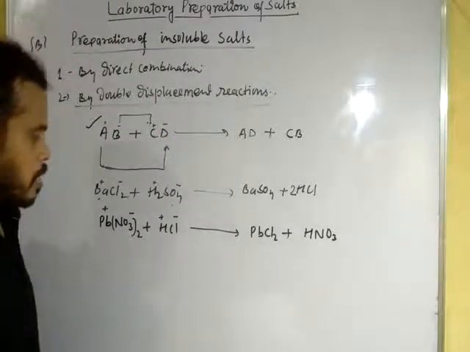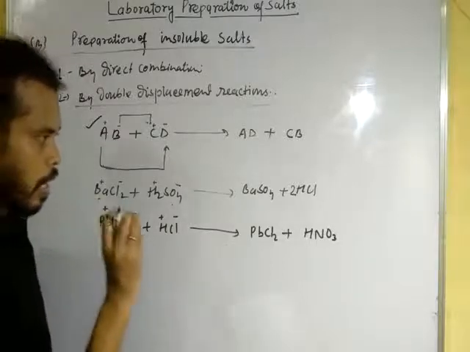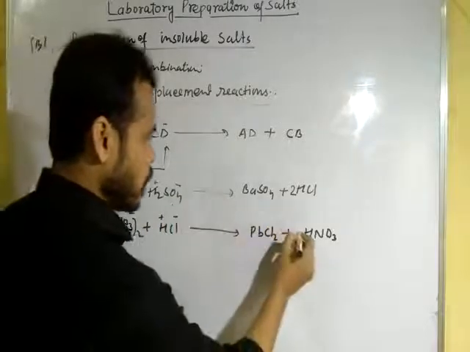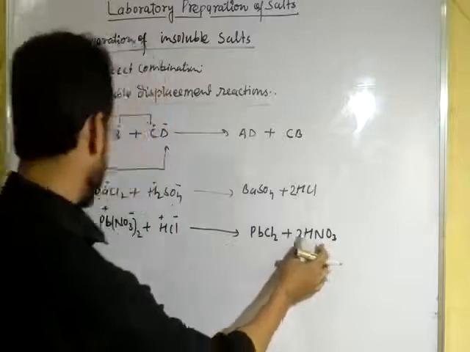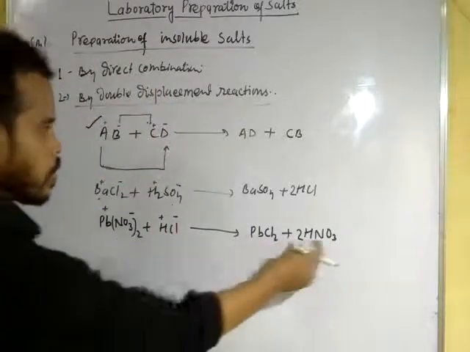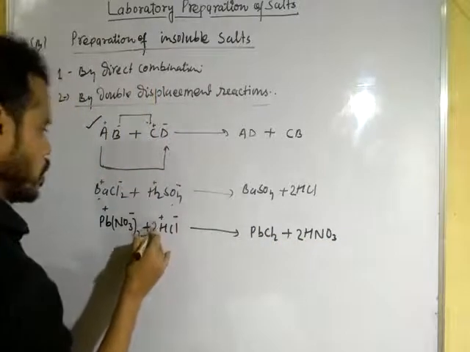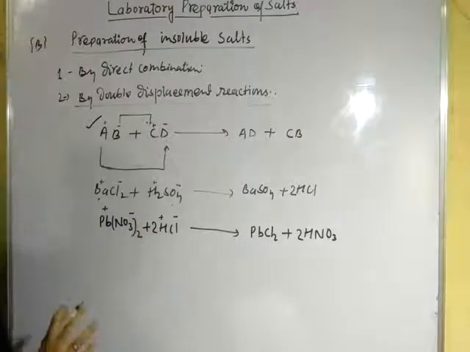Okay, dear student. To balance the reaction, you will have to multiply HNO3 with 2, because here there are 2 nitrate groups and here also 2 nitrate groups. This is the nitrate group. Okay, dear student, this is the balanced reaction.